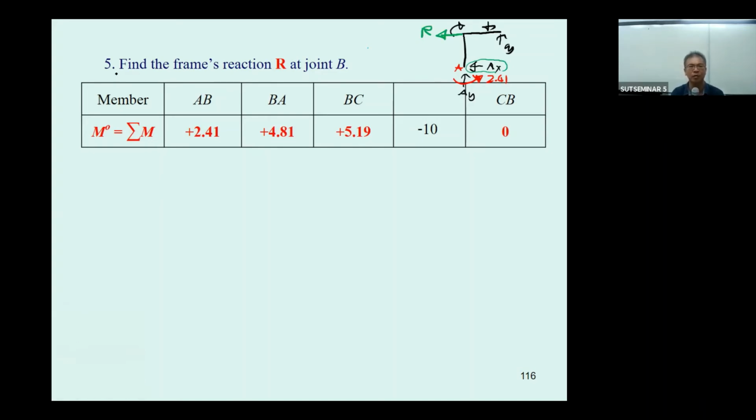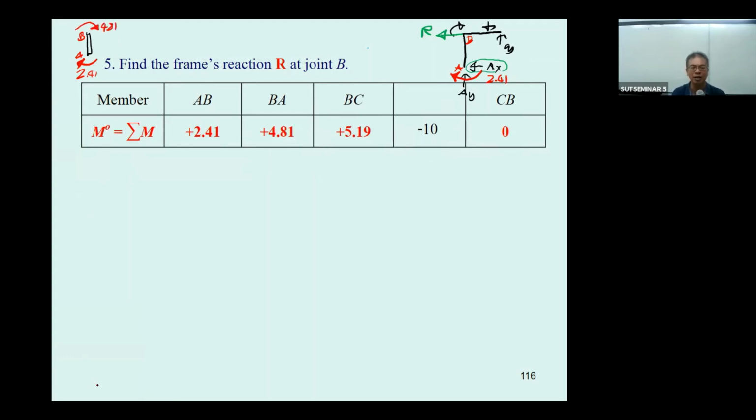Okay, by doing this, we just come to consider again the column AB. Okay, the column AB here, we have 2.41 here. Oh, it's clockwise, sorry. The direction is not correct, it's clockwise. It's going to be 2.41, clockwise like this. And then 4.81. Okay, 4.81 is here, is clockwise. This is going to be 4.81.